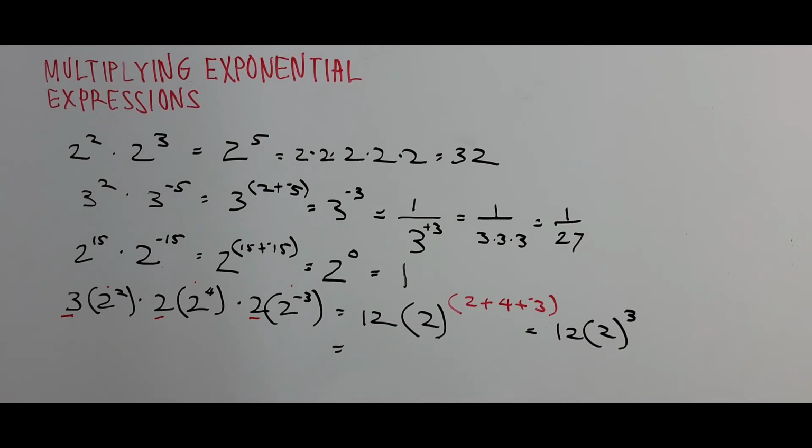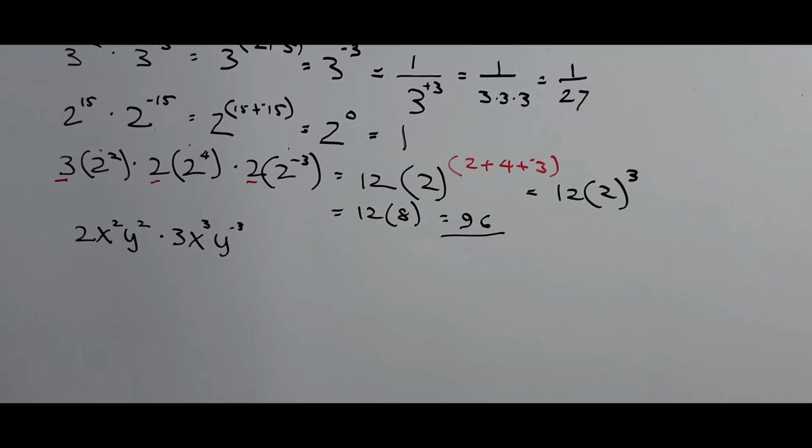what will come up to. So 12 times 2 times 2 times 2, right? 2 times 2 is 4 times 2 is 8. So 12 times 8, 8 times 2 is 16, 1 is 96, right? So that's how to evaluate it. Now we have another example over here.